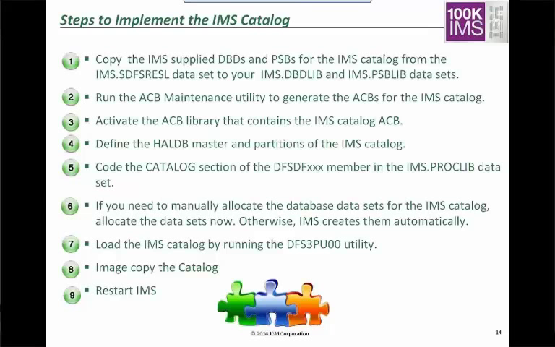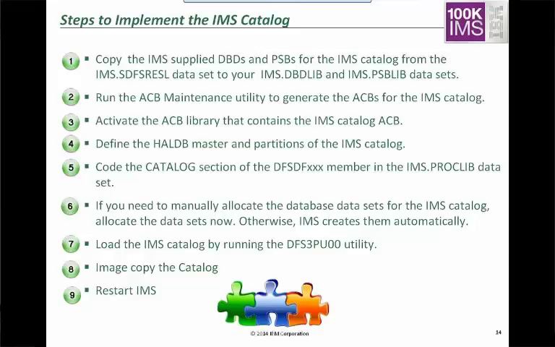So the first step is, IBM IMS provides the DBDs and PSBs for the catalog, and they are in the SDFSRESLIB dataset. So you want to copy the DBDs and PSBs from the SDFSRESLIB dataset to your DBDLIB and the PSBLIB. And I mentioned some of the names of these DBDs and PSBs previously, but I'll mention them when we go into detail on the next slide.